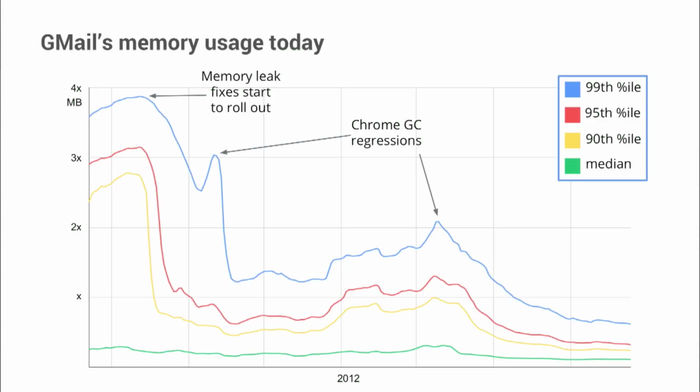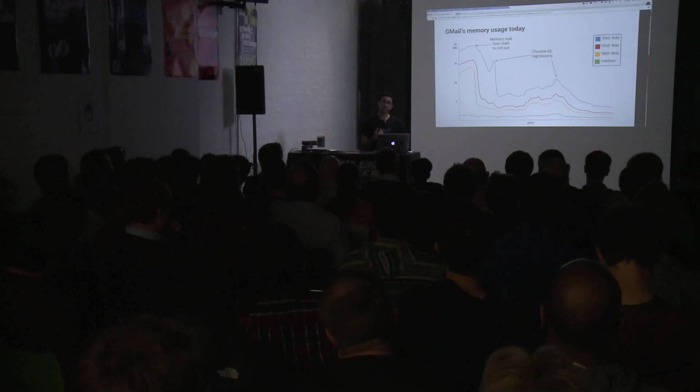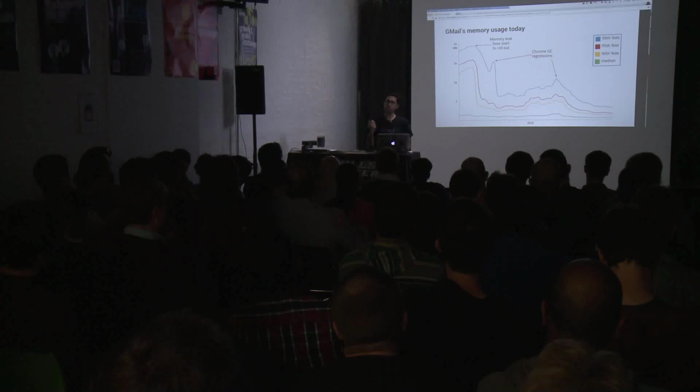This is a graph from Gmail's memory usage that we took over a 10-month period using the performance memory API. And what we discovered, if you take a look at the very left, is that memory was actually really out of control at one point. The green line is the median, and the blue line corresponds to the 99th percentile. For our power users, using the tools that I showed you today, we were able to reduce memory footprint by up to 80%, if not more. And for our average users, we were able to reduce memory footprint by 50%, which is kind of huge.